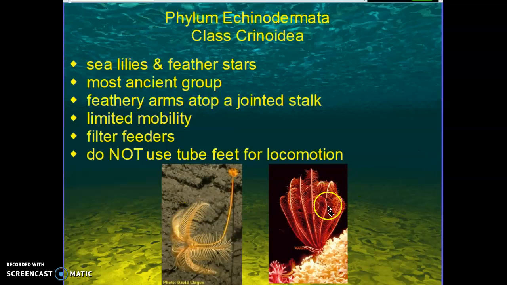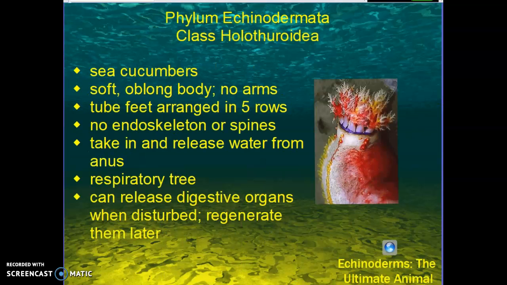So here's a sea lily, here's a feather star. This is the most ancient group. They think these are the ones that have evolved first of the echinoderms. They don't move very much, and all they do is stay stationary and filter feed.